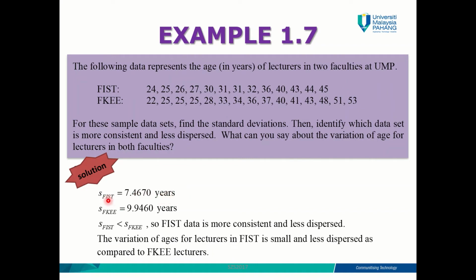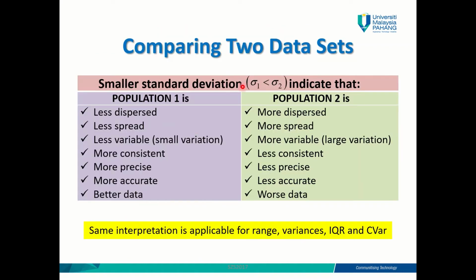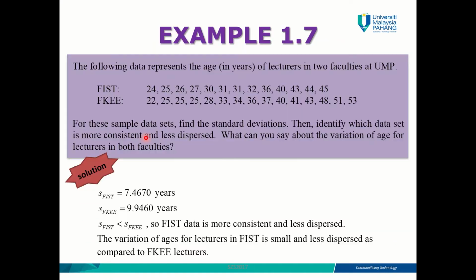You need to write down the unit because this is standard deviation. And for FKE, it is 9.9460 years. Obviously, we can see here that FIS has a smaller standard deviation compared to FKE. Remember, if it is smaller, then it indicates that that population or that sample has more consistent, more precise, less variable data. So therefore, since the standard deviation of FIS is smaller than the standard deviation of FKE, FIS data is more consistent and less dispersed compared to FKE data.